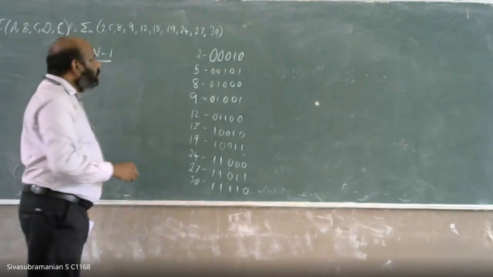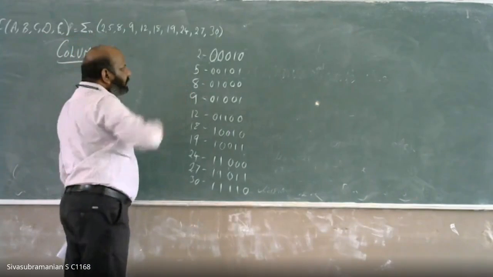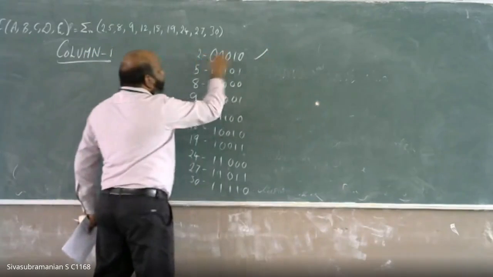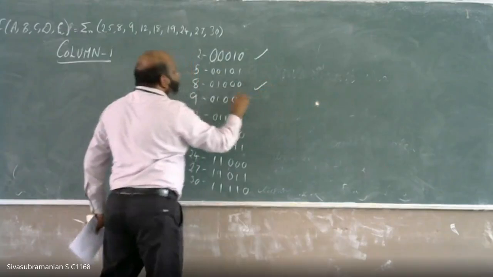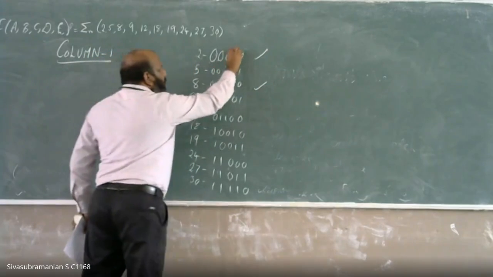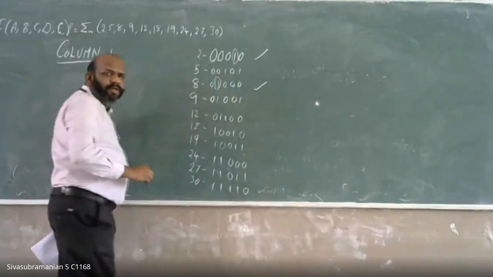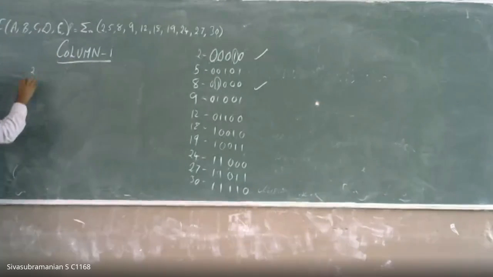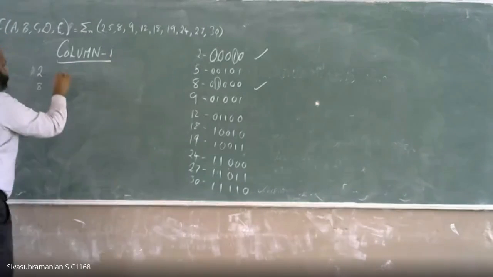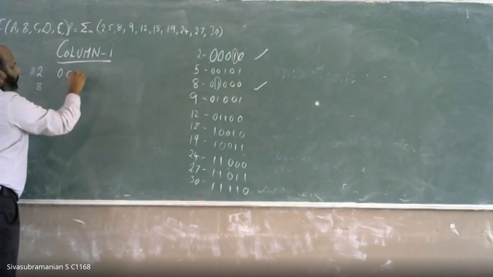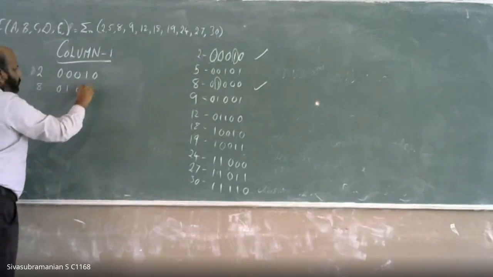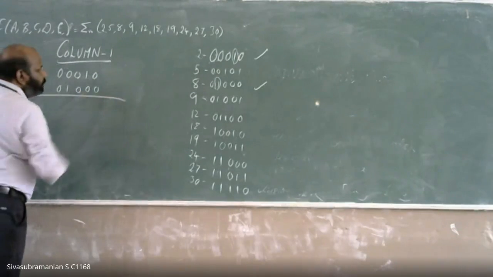Okay, so here I'm going to first find out the minterms which have one number of ones, which are nothing but minterm number 2 and minterm number 8. So these are the two minterms with one number of ones which are available here. So I will first write it here in my column as 2, 8. For 2, what was the value? It was 00010, and for 8 it was 01000. So this is my first group.